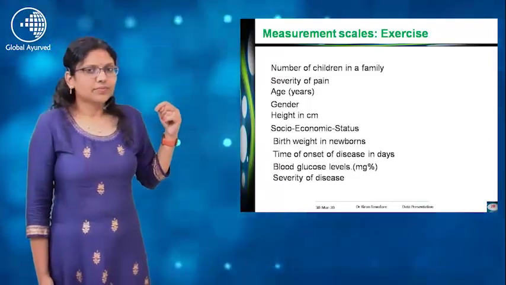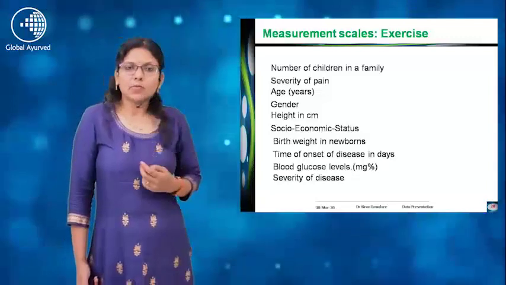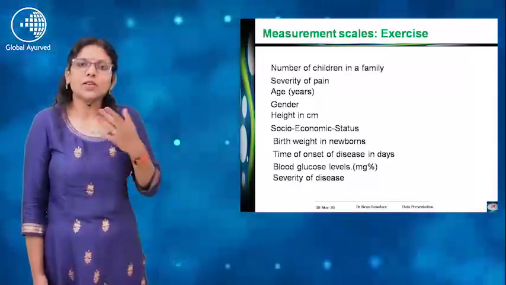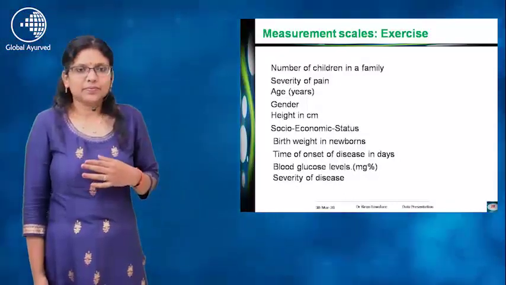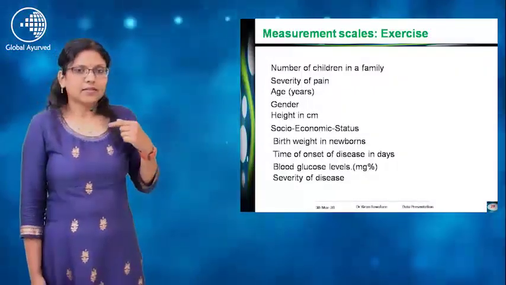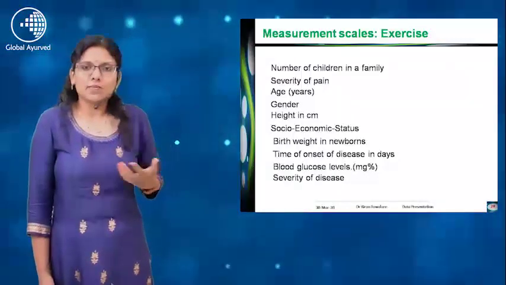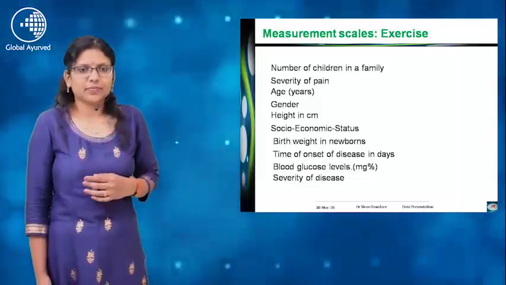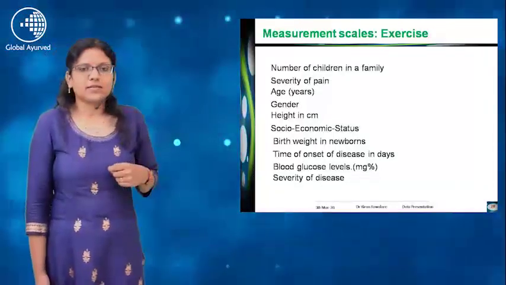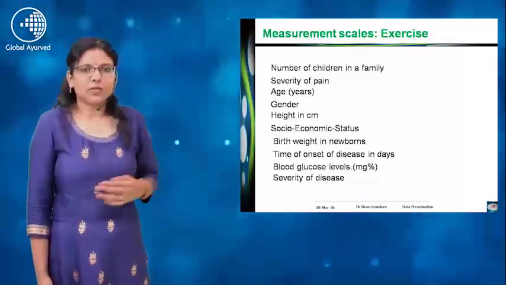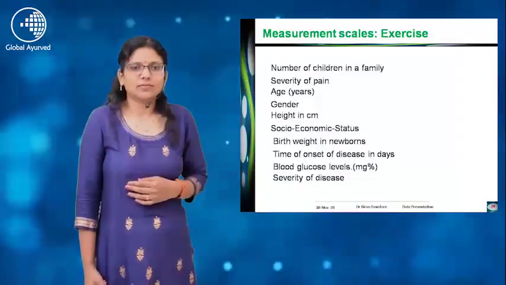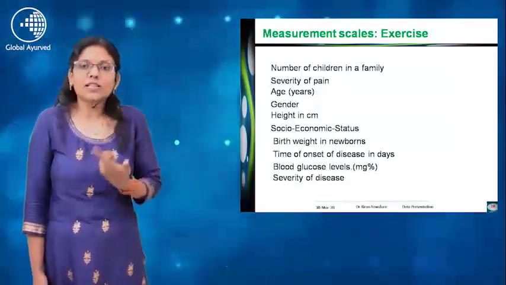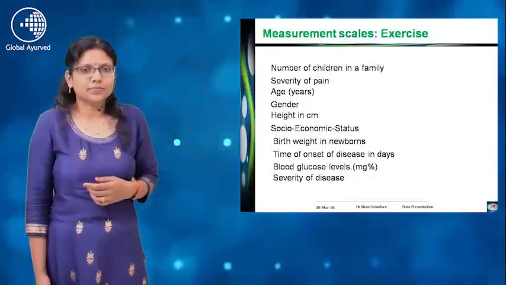Gender, male, female. Which type of data? Nominal type of data. And which scale we can use? Nominal scale. Height in centimeter. कौन से प्रकार का डाटा है? Continuous type of data. And which scale we can use? The ratio scale. Socio-economic status. Poor होता है ना, mild, moderate, severe. Ordinal type of data or the rank data. We can use the ordinal scale for the ordinal type of data.